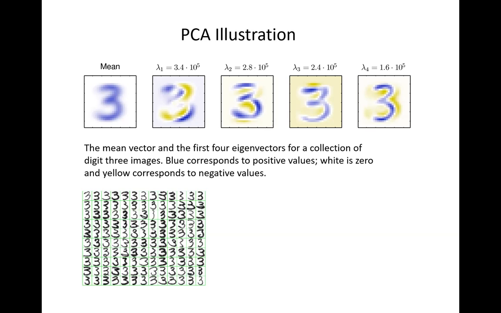So the first eigenvalue, lambda 1, is 3.4 times 10 to the power 5. That means a very, very high eigenvalue. And the corresponding eigenvector is shown here. The blue areas represent positive values, so more blue means more positive. White is 0, and yellow represents negative values, so more negative means more yellow, less negative means less yellow. So what we have done is plot the first 4 eigenvectors for this particular collection of examples. All right.